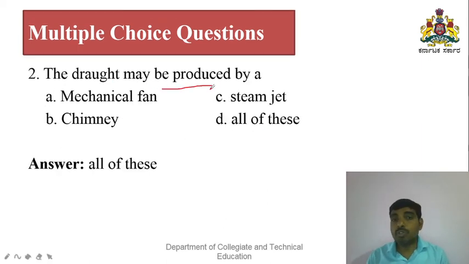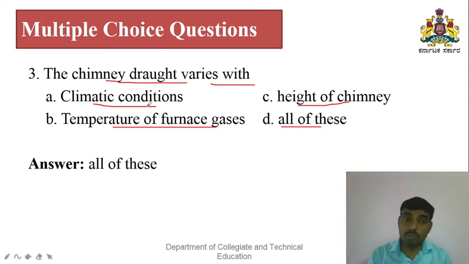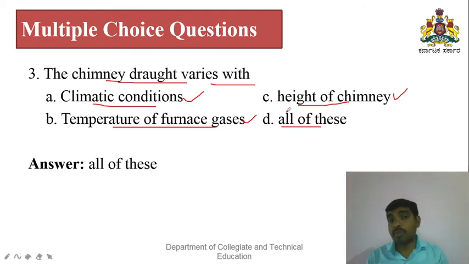Second, the draught may be produced by either mechanical fan, steam jet, chimney, or all of these. By all means we can produce the draught, so the answer is all of these. And the third one: the chimney draught varies with climatic conditions, height of the chimney, temperature of the furnace gas, or all of these. Climatic conditions are very important, height of the chimney is also important, and temperature of furnace gas is also very important. These three points should be considered while determining the chimney draught, so all of these are correct.